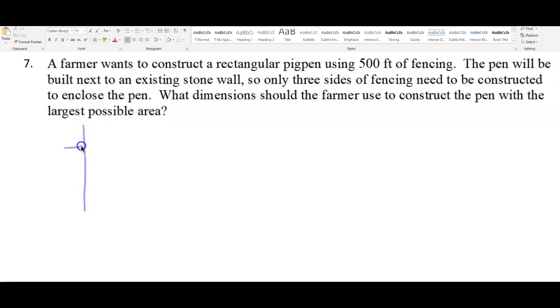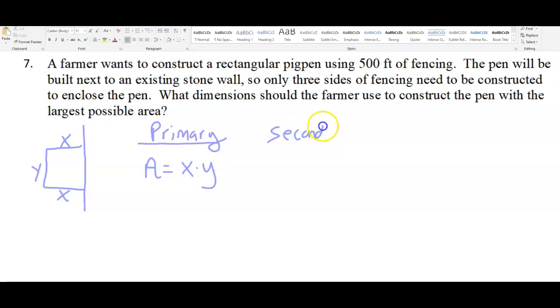So here's my wall, here's the fence. I have these two sides of equal length and then this third side over here. Now, what I'm trying to maximize for my primary equation is the area of this pig pen. So my primary equation is area equals base times height of the rectangle. My secondary equation is the limiting factors that they gave me. The limiting factor is the fact that I'm only allowed to have 500 feet of fencing. So 2x plus y has to equal 500.